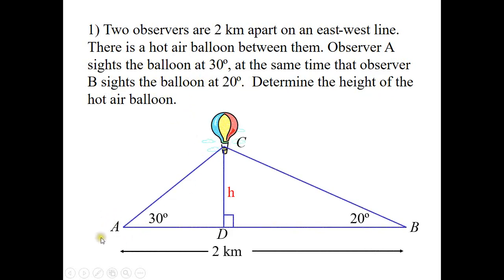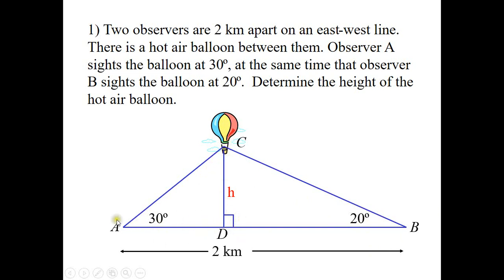So look, there's observer A. There's the 2 kilometers apart. So two observers are 2 kilometers apart. This person measures an angle of elevation of 30 degrees to the balloon. This person here measures an angle of elevation of 20 degrees. And there's the height of the balloon from here to here. It's a pretty tricky question.